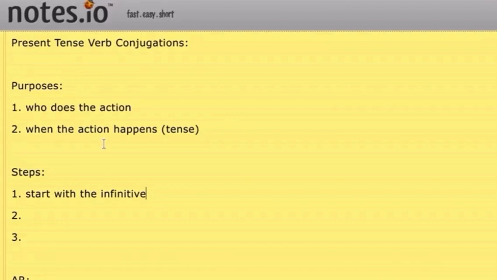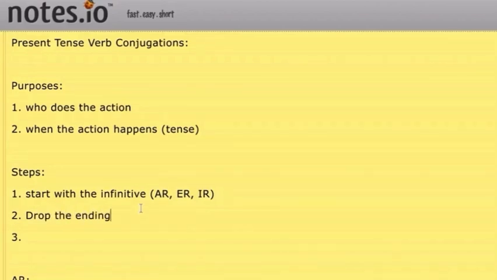And so, in Spanish, there's only 3 types of infinitives. There's going to be ARs, ERs, and IRs. And every single infinitive in all of Spanish will end with one of these 3. Next, we're going to drop the ending. So that means that we're going to drop the AR, the ER, or the IR of the verb.